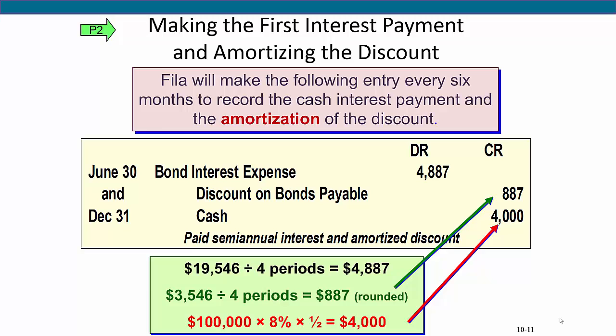It's easiest to start with cash, right? So cash is credited for $4,000, the actual amount of cash interest paid to the bondholders, and printed on the bond contract. It is calculated as par value times the stated interest rate times 1/2 a year. The credit of $887 to the discount on bonds payable account is determined using the straight line method, as we just discussed, and the debit to bond interest expense is the total of the 2 credit amounts in this entry, or $4,887.